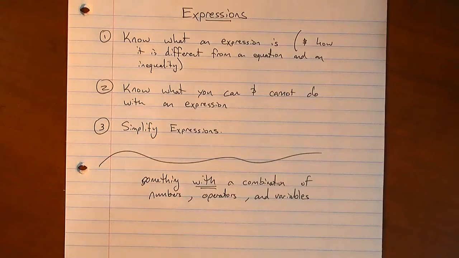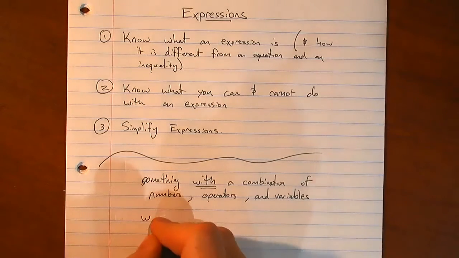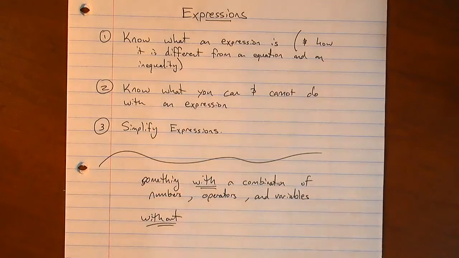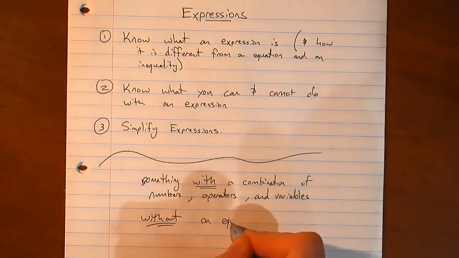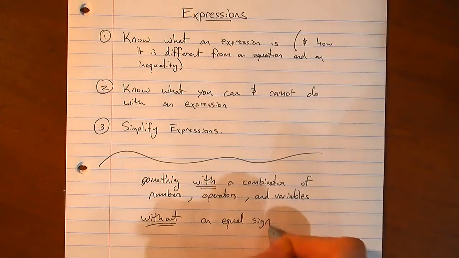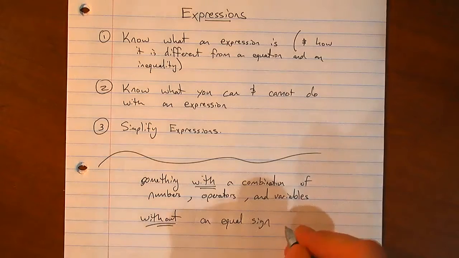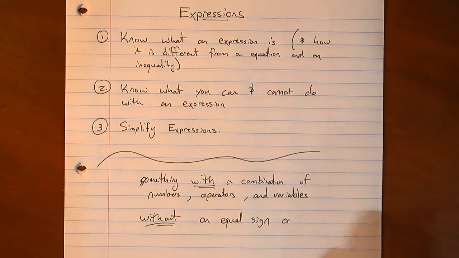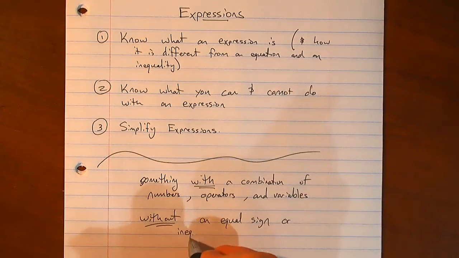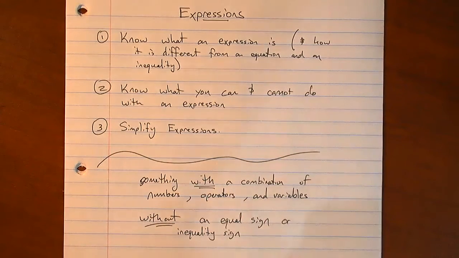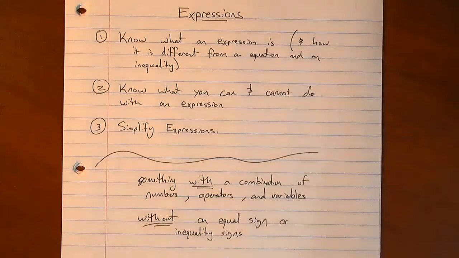An expression does not have an equal sign. That's an equation. As soon as you put in an equal sign, that's an equation. And it also does not have inequality signs. So remember, the symbols that we use with inequalities are like greater than, less than, greater than or equal to. Expressions don't have those things.